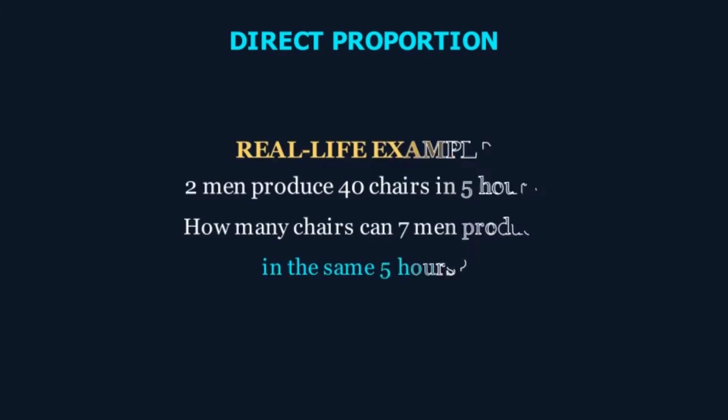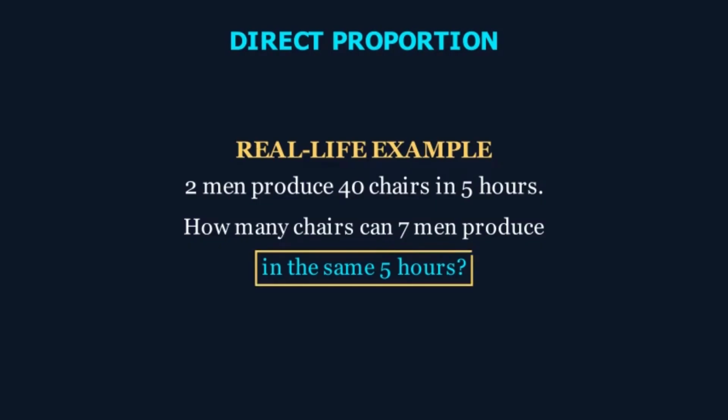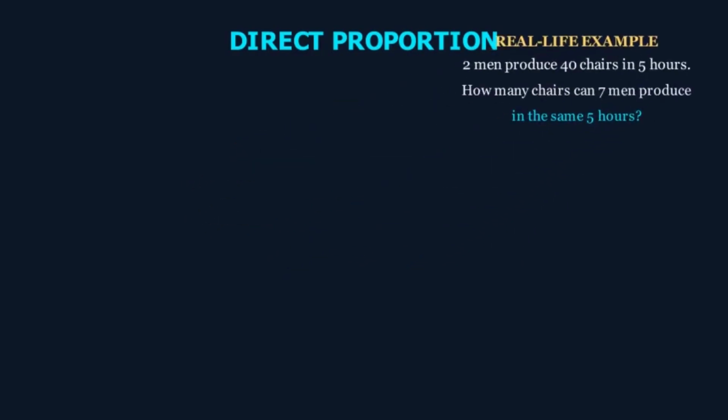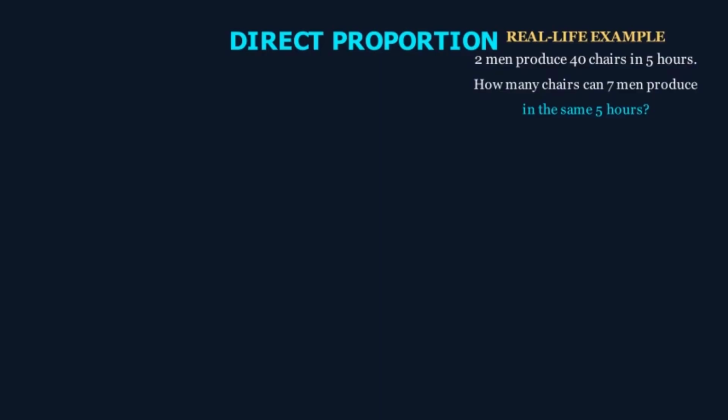Let's apply direct proportion to a real-life situation. 2 men can produce 40 chairs in 5 hours. How many chairs can 7 men produce in the same 5 hours? Notice the important phrase, the same 5 hours. Since the time stays constant, we are comparing the number of men with the number of chairs produced.